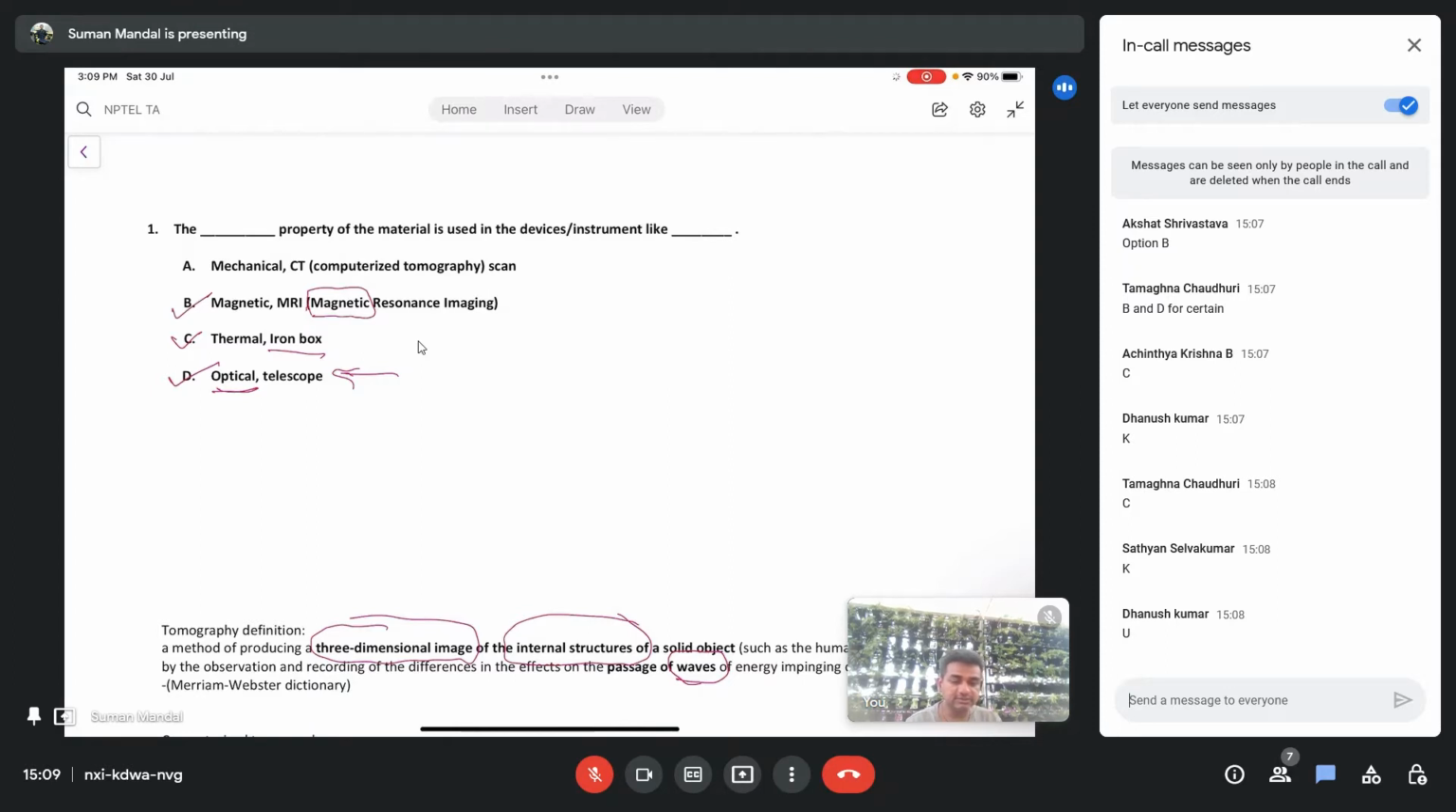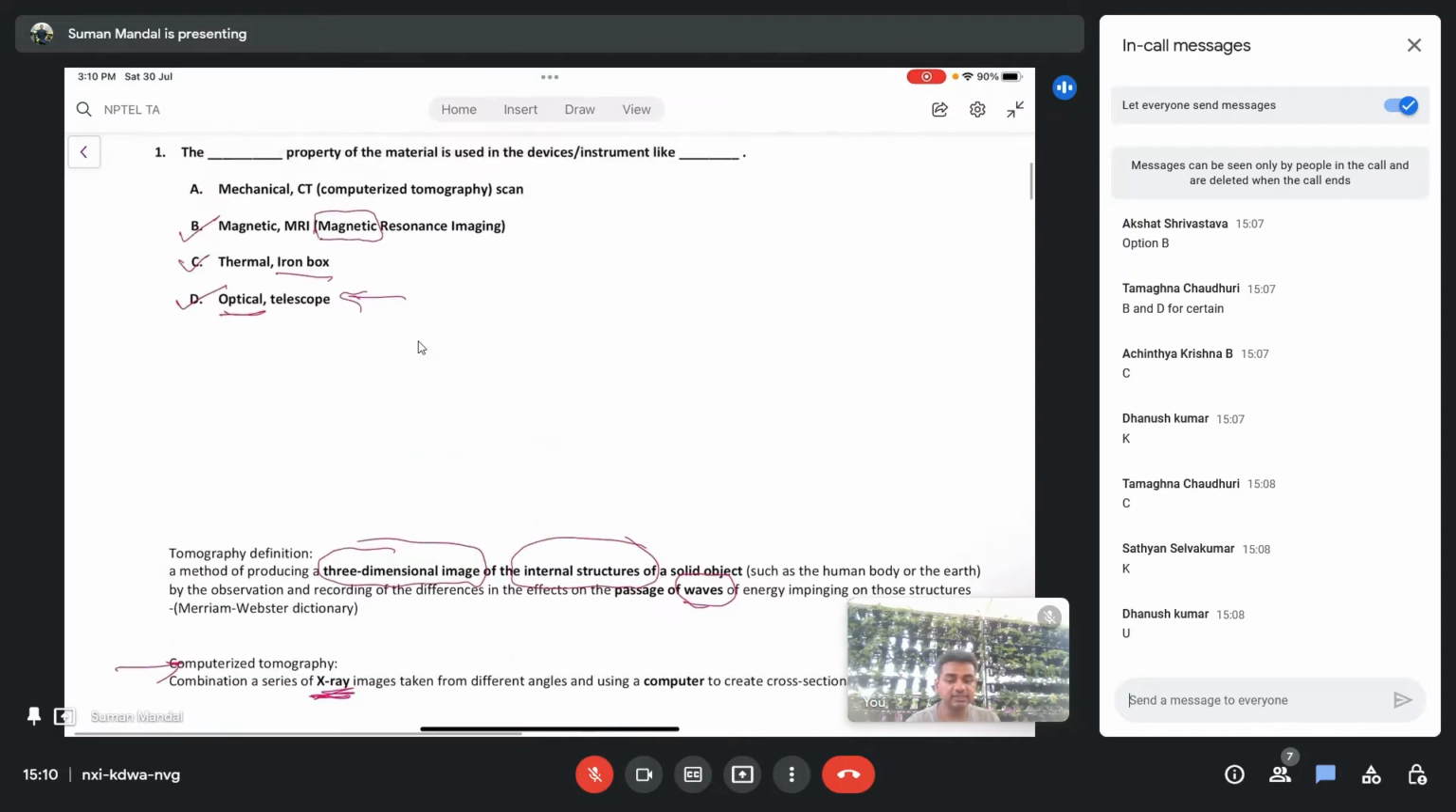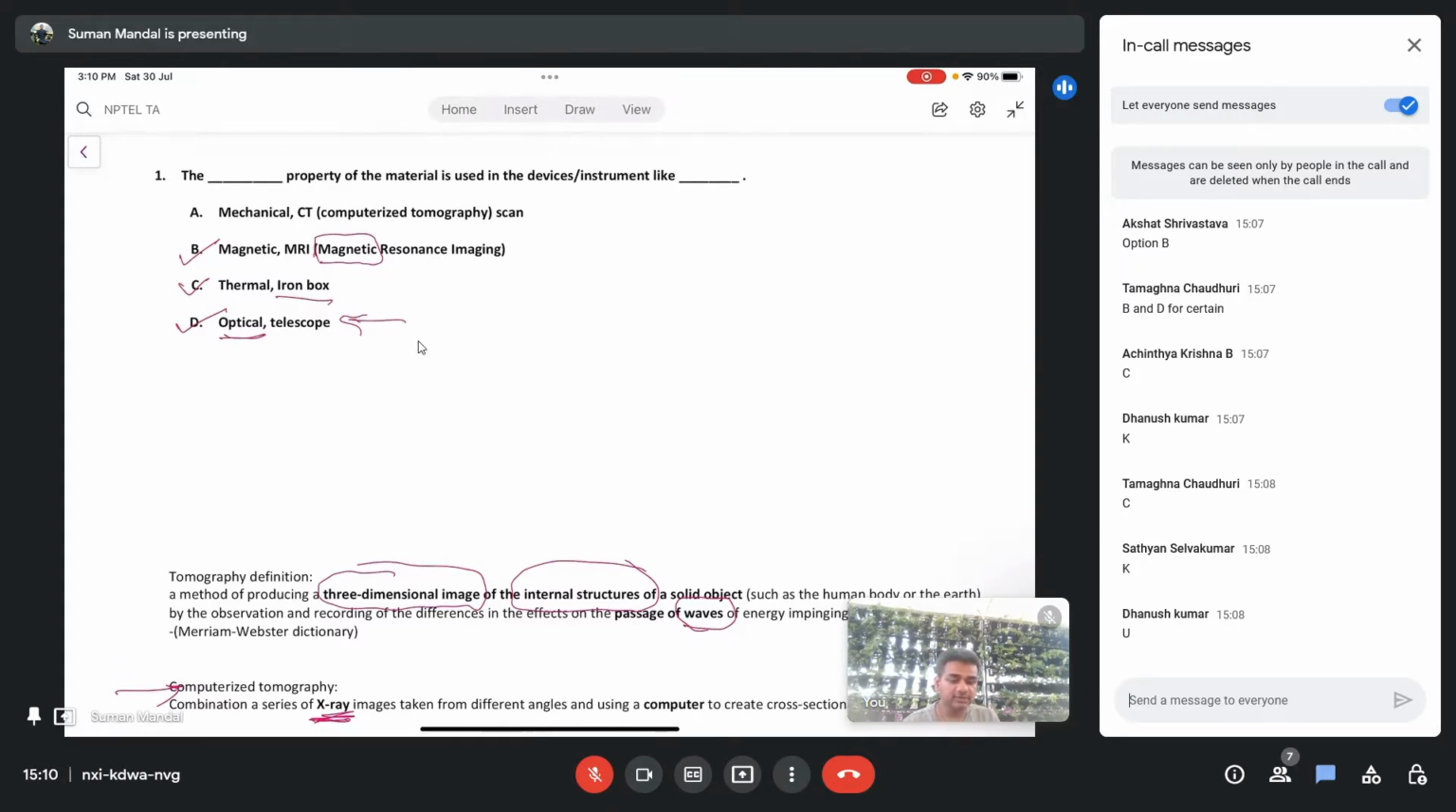However, in option A, in tomography we see that we use X-rays for our imaging. And we do not actually need any mechanical part. It's a static part, but you pass X-rays through it from different angles. So we know that this option is wrong. We use X-rays for CT scan. So the answer is B, C, and D.